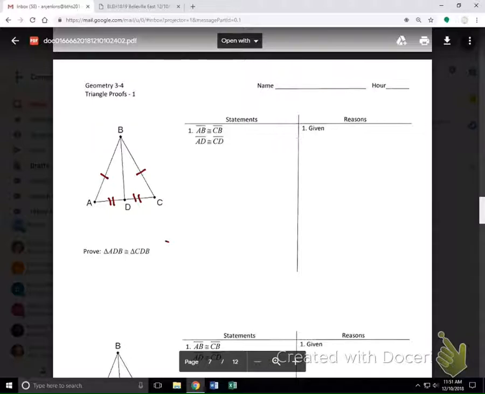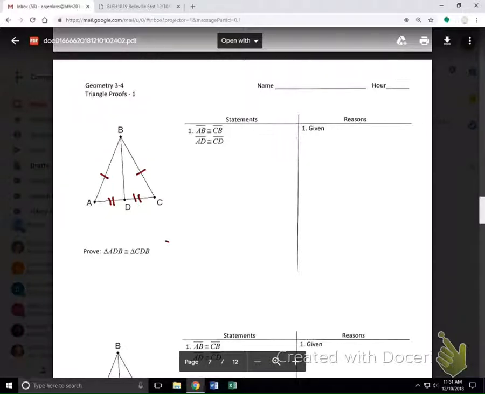So I have two options to prove these triangles are congruent. Looking at what we're trying to prove, that our two triangles are congruent, I have two sides. So which methods have two sides? On the sheet, which one has two sides? SAS and? SSS, right? So side, side, side, or side, angle, side.